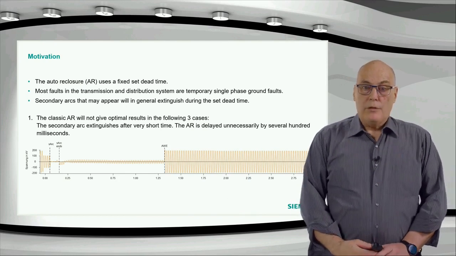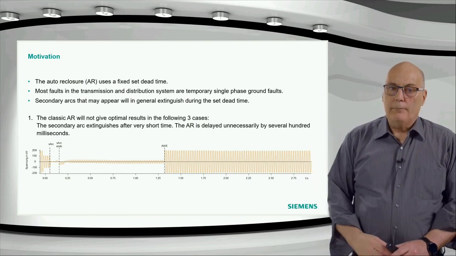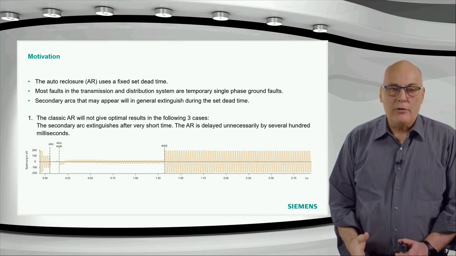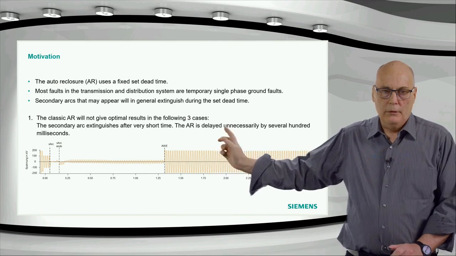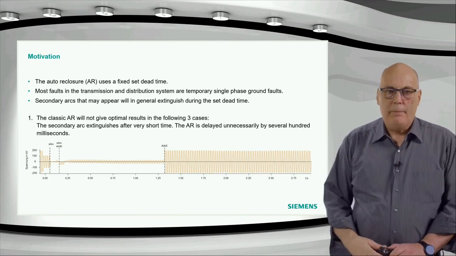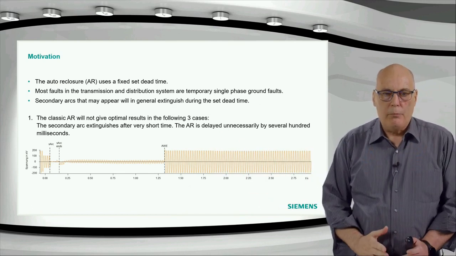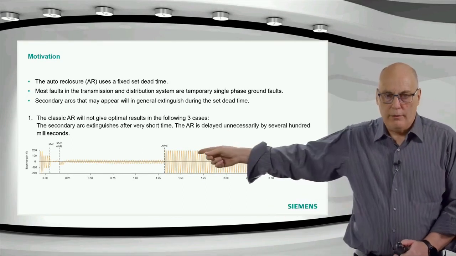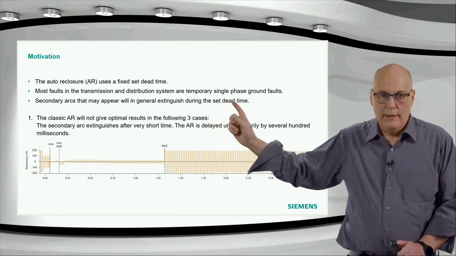Motivation. Why do we want to use the secondary arc detection? We want to use it because the fixed dead time can be unnecessarily long. Here we have an example. Right on the left there is the pre-fault condition for about a cycle or so. Then you go into the fault condition for about 3 or 4 cycles. And then you can see the trip.